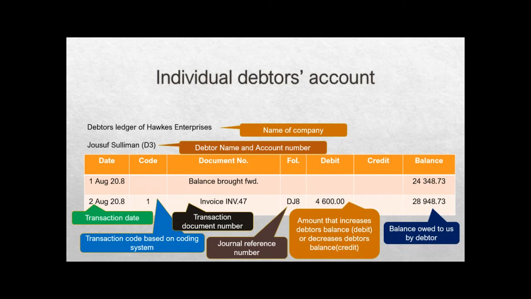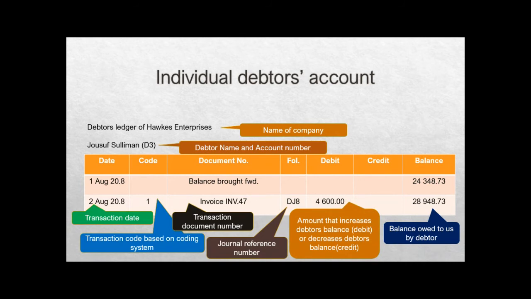The code column is the coding system. In the exam, they don't necessarily give you the coding system, so you would leave that column blank. Then the document number refers to the document and the number as per the information. Normally the information will tell you invoice INV 47, or it will tell you debit note. So you physically just record the document that you're referring to with the number in there.